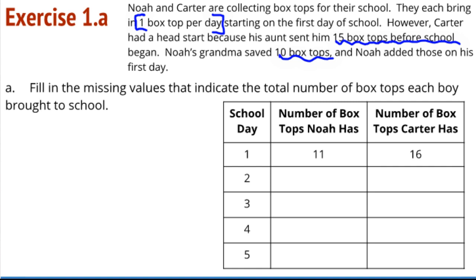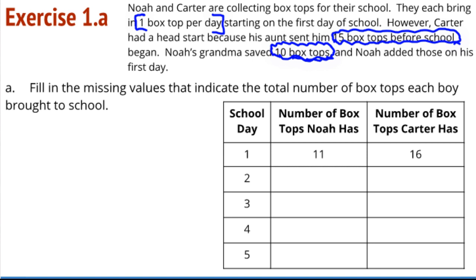Now, hopefully your brain also says, but wait a minute, he brought in the box tops that Grandma gave to him. So on the first day, he brought a box top, plus he already had 10. So on the first day, he brought 11. And Carter brought 16 because the aunt came through with 15 box tops plus the one that he brought. So on the first day, Noah's going to bring 11 and Carter's going to bring 16.